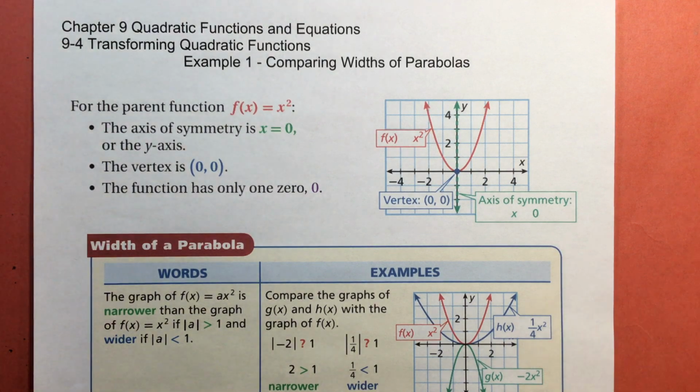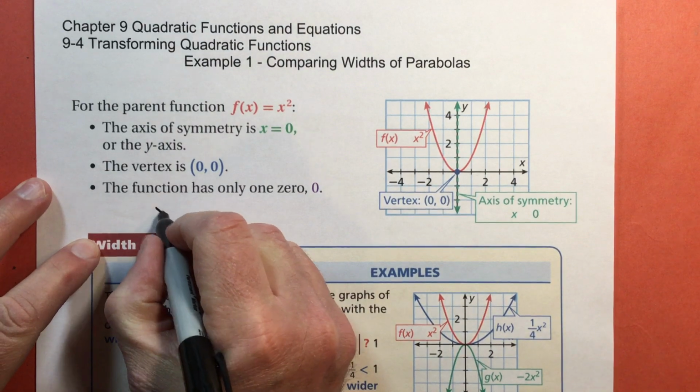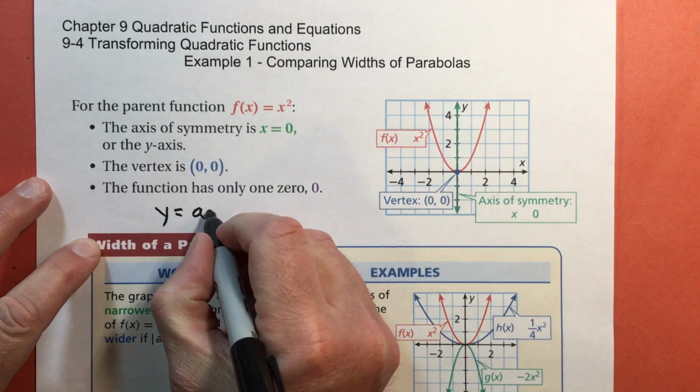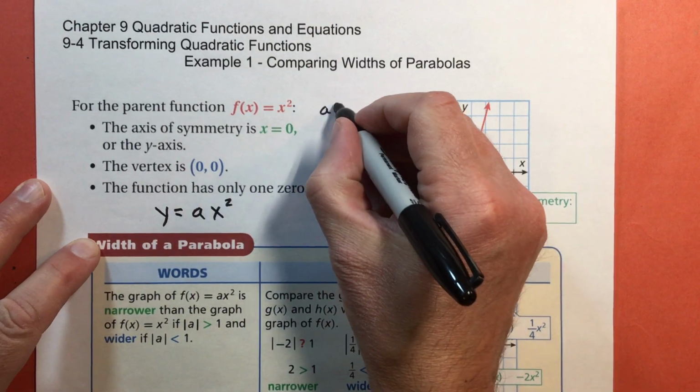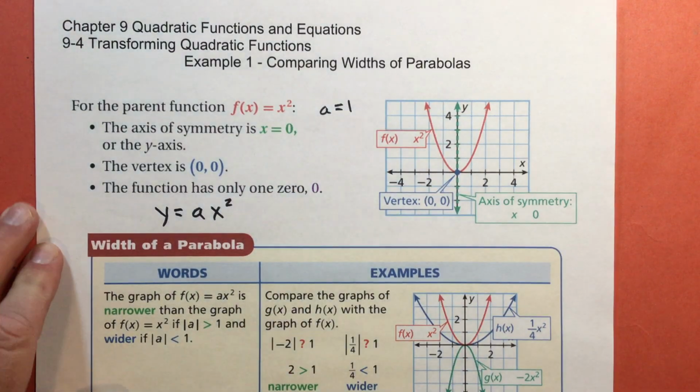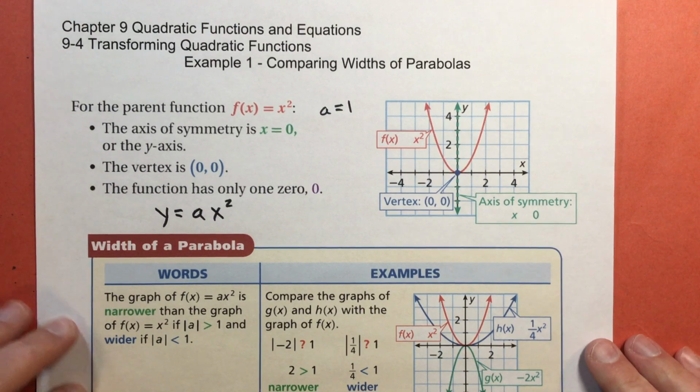Okay, so here's what you need to know. What happens if you change the a? So again, this is the parent function where a equals 1. We say y equals a times x squared. And in this case, the a equals 1. You're just multiplying by 1. That's the hidden 1 that I've been talking about so much throughout the year.